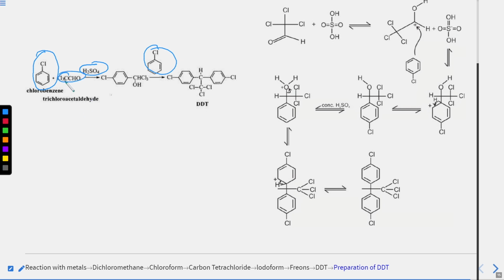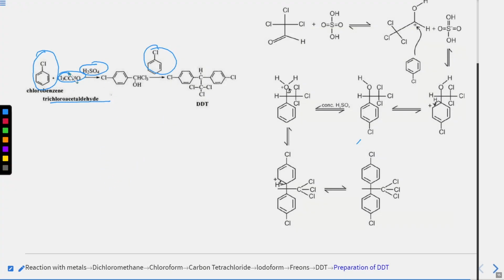Now what is this thing called? This is called trichloroacetaldehyde. So I would suggest that you should do this mechanism by yourself also. That would give you a better idea of how this mechanism goes. Now many possibilities are possible during this reaction.